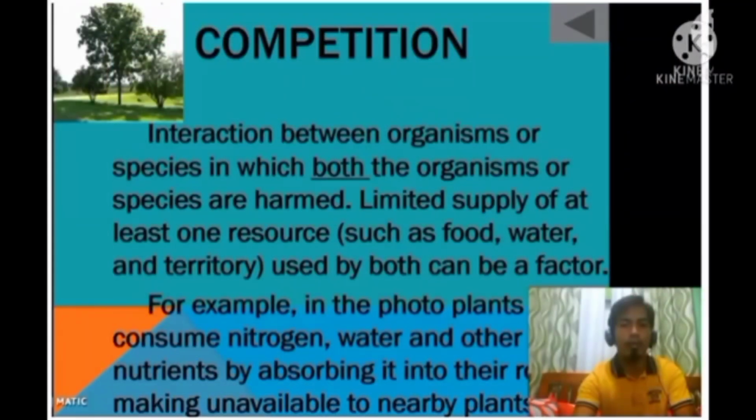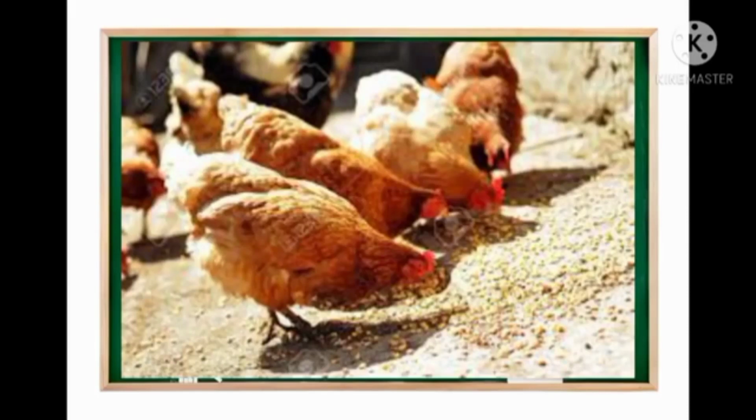For example, in the photo above, the plants consume nitrogen, water, and other nutrients by absorbing it into their roots, making it available to nearby plants. So that is competition. So let's have another example of competition.